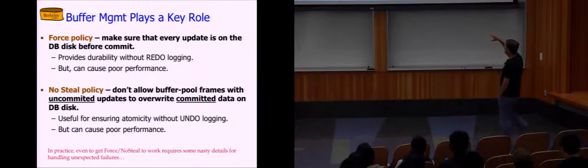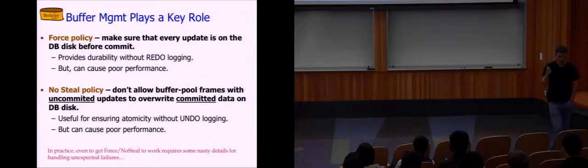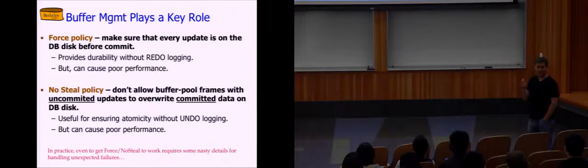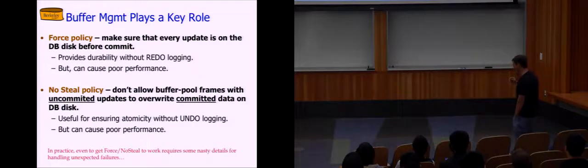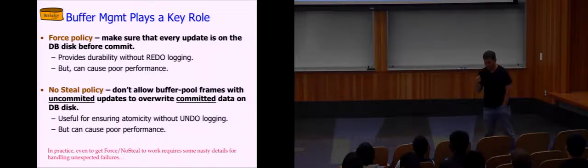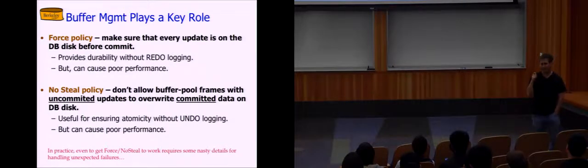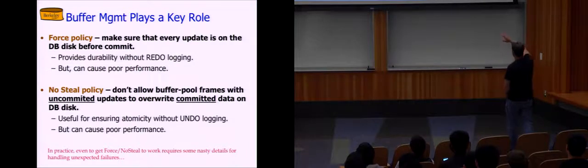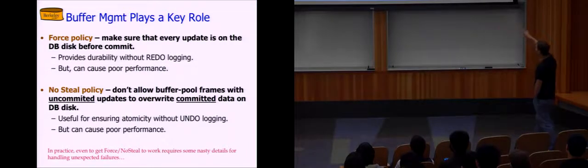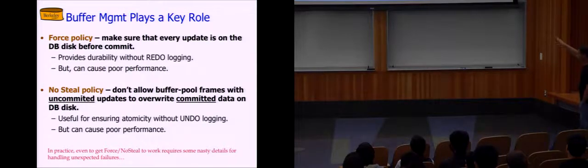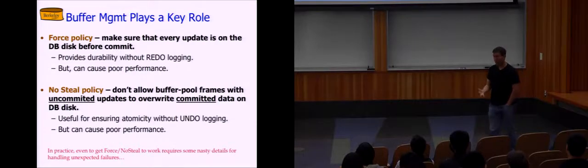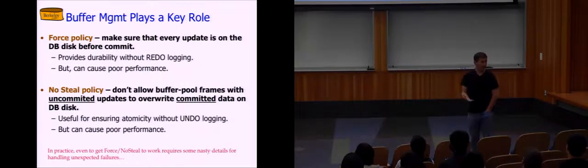So if you want to make life easy for undo, you can say that once you dirty a page in the buffer pool, it's not allowed to be written to the disk until commit time. If you say that, we call that a no-steal policy. I, as the buffer manager, am not able to steal away a buffer frame from you, the transaction, until you, the transaction, commit. Okay? So we don't allow buffer pool frames with uncommitted updates to overwrite committed data on the database disk. This is nice because if you crash, there's no dirty data on the database disk, right? Which means there's no undo required when you recover.